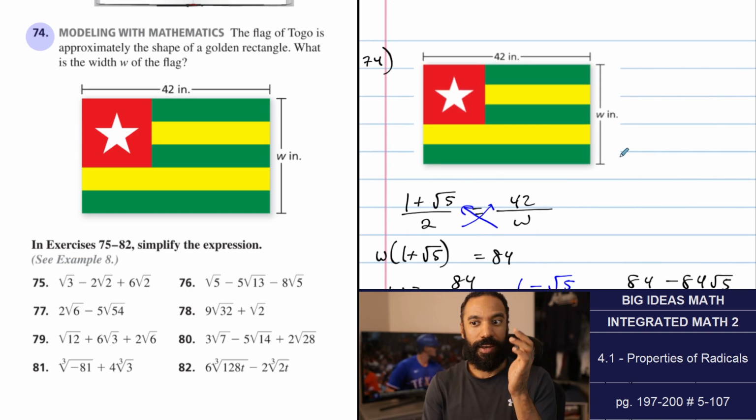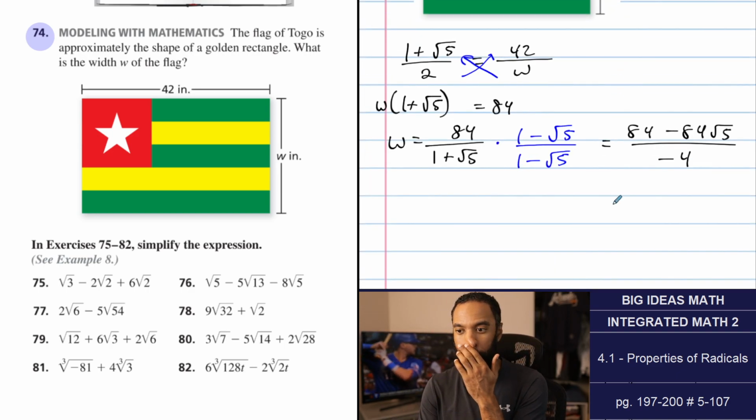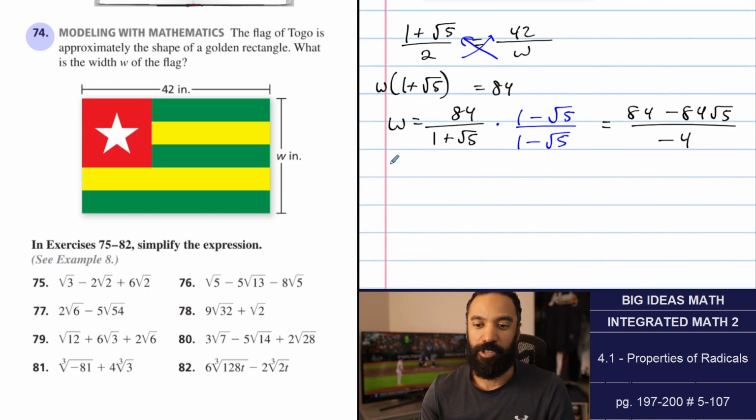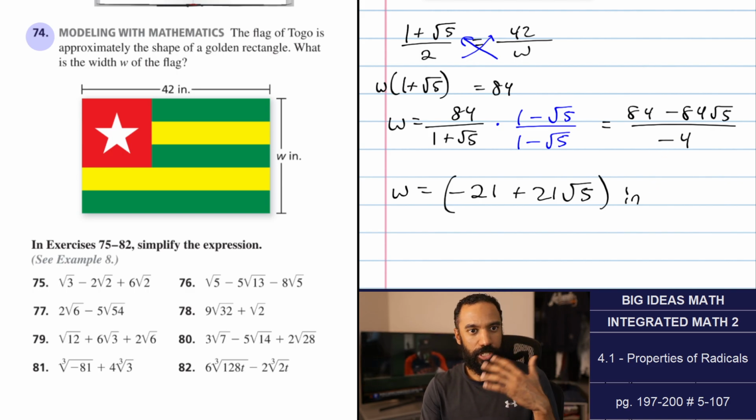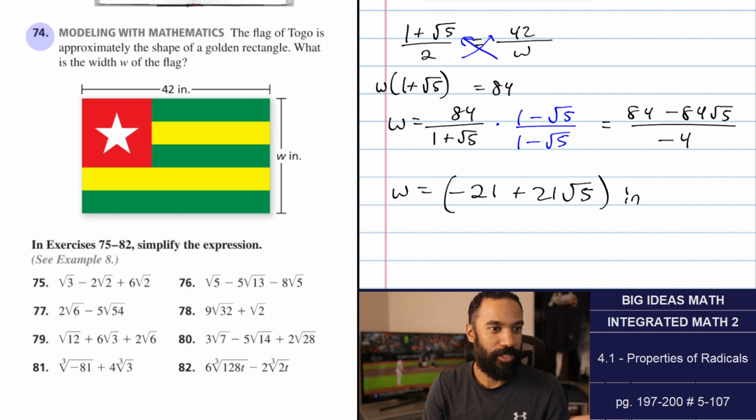So as long as we're finding widths, the smaller part, then these will kind of look the same. So now we divide these by negative 4 again. Only this time it's 84. 84 divided by negative 4 is negative 21. And this is plus 21 root 5 inches. And look, it's just 7 times bigger than the previous answer. I think I can just multiply this by 7 and I'll be good.